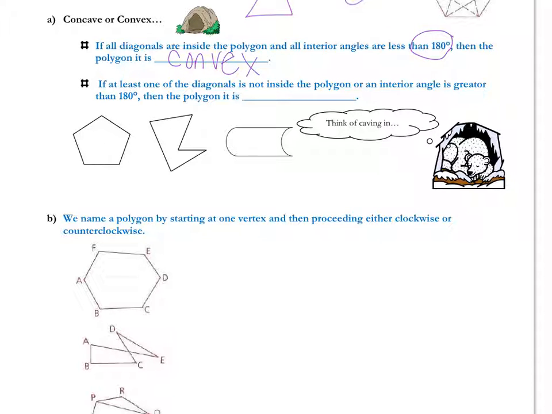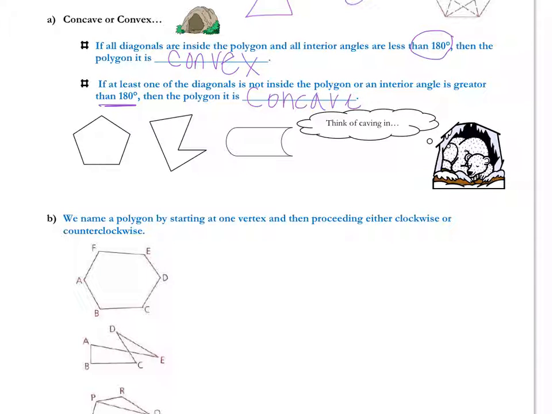Okay? It doesn't mean that the sum of the angles are less than 180. It means that each individual angle is less than 180. Okay? And then if at least one of the diagonals is not inside the polygon, or an interior angle is greater than 180, then the polygon is concave.